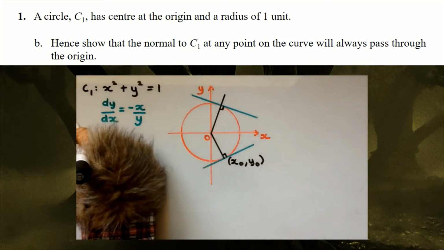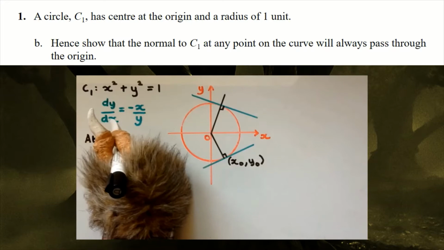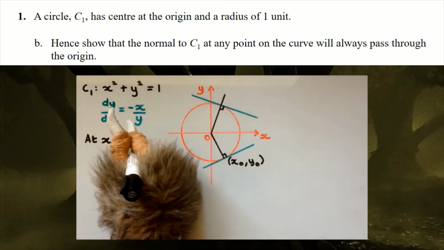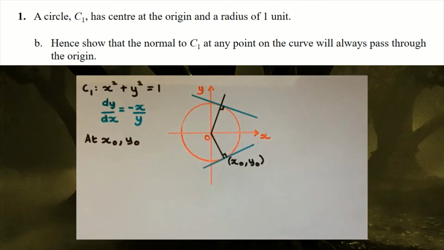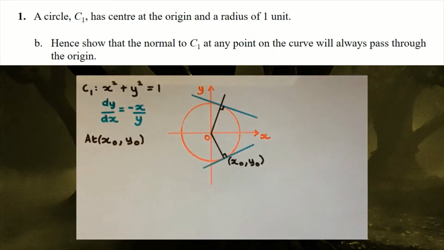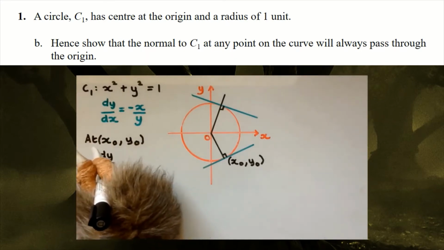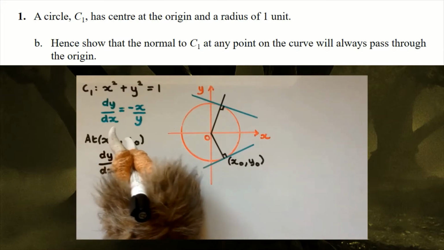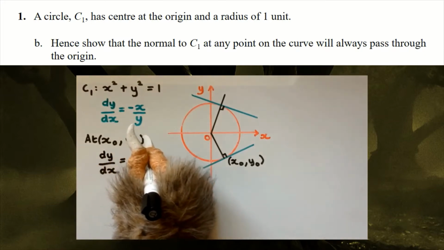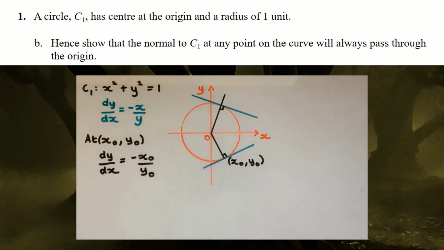So at (x naught, y naught), with brackets around, of course, we have dy by dx would equal negative x naught over y naught, a constant. So this means, of course, that the normal is going to be the negative reciprocal of that.